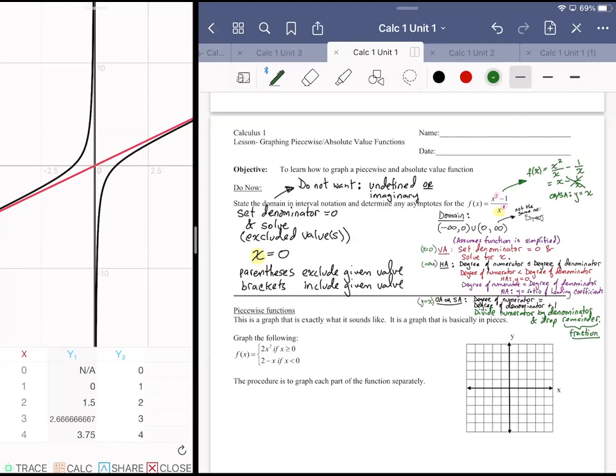There is a contradiction between horizontal and the slant asymptotes, the oblique asymptotes. If one exists, the other won't. So once you identify that a horizontal asymptote exists, for example, then you know that the oblique or slant won't, and vice versa. All right. So just something to keep in mind.